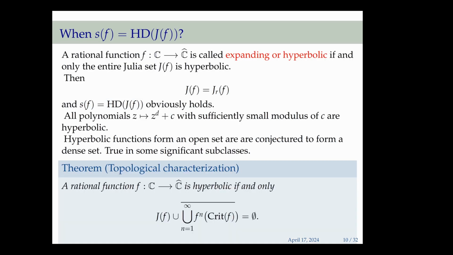We know that all the polynomials z goes to z to the power d plus c, with c of sufficiently small modulus, are hyperbolic. Hyperbolic functions form an open set and are conjectured to form a dense set, which we know is true for many significant subclasses of rational functions and polynomials. Another characterization of hyperbolicity, or being expanding, is purely topological, namely that the intersection of the Julia set with the forward orbit of the postcritical set is empty. So the Julia set never approaches this set.